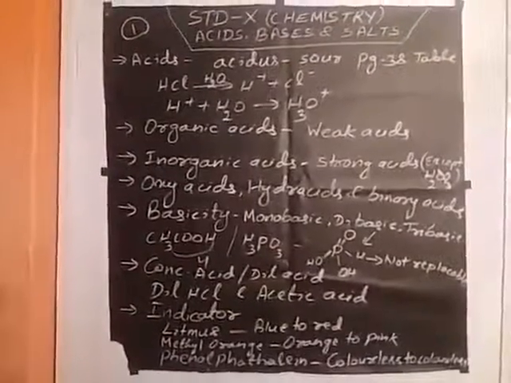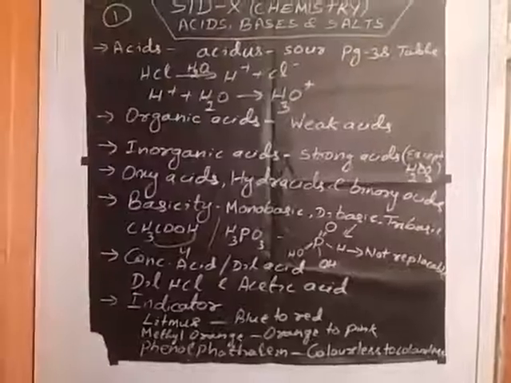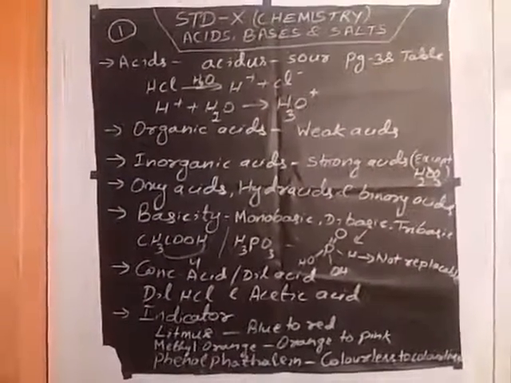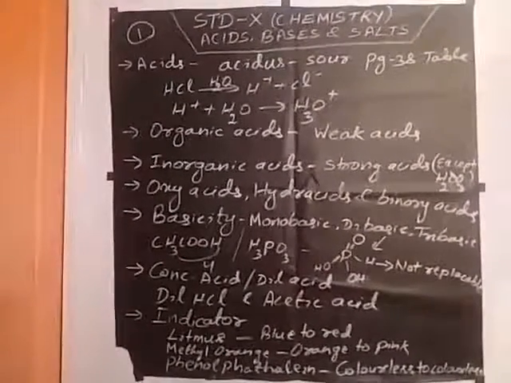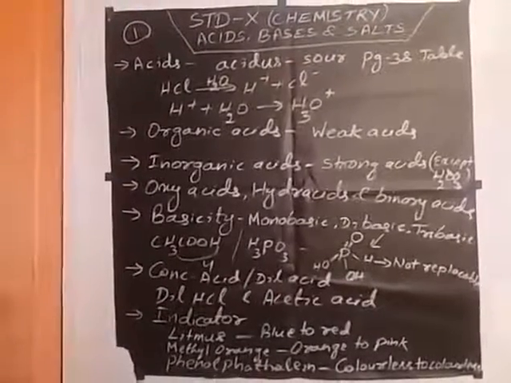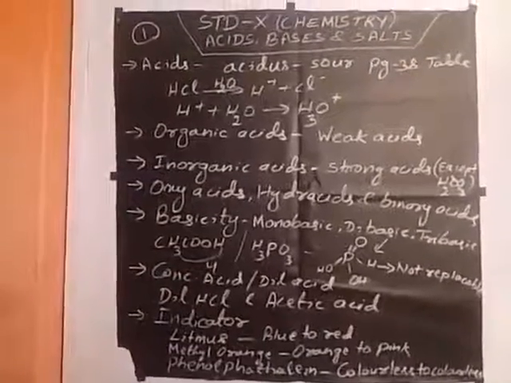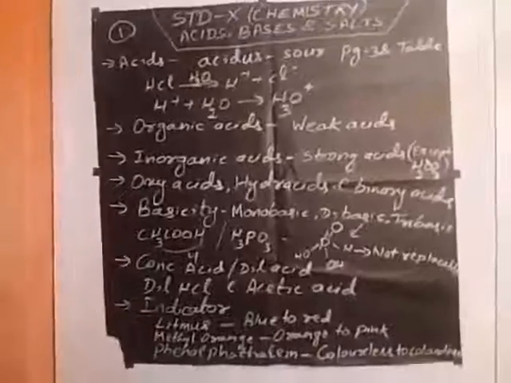What is an acid? An acid is a compound which contains one or more hydrogen atoms and, when dissolved in water, produces hydrogen or hydronium ions, the only positively charged ions. That is known as an acid. HCl, sulfuric acid, carbonic acid, acetic acid (vinegar), phosphoric acid, these are acids.